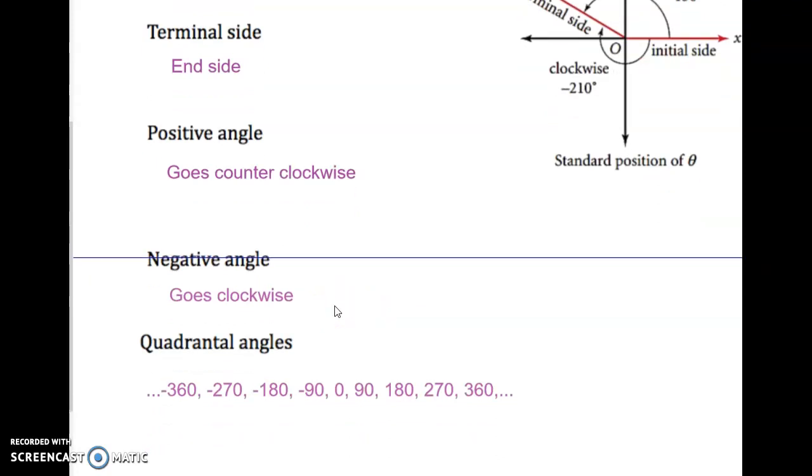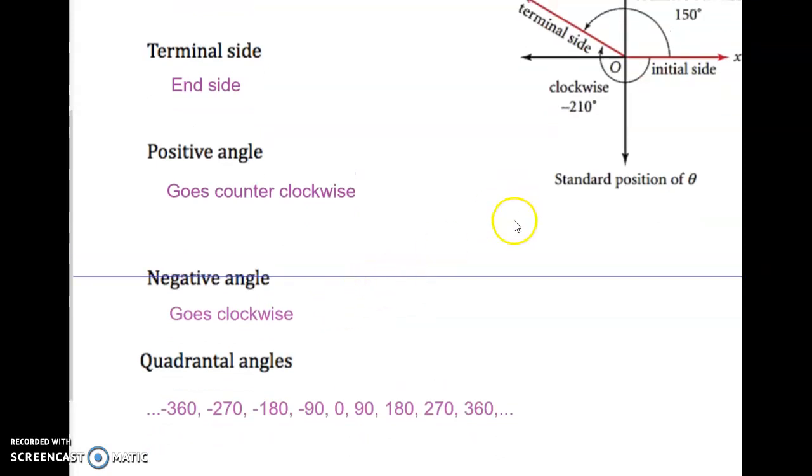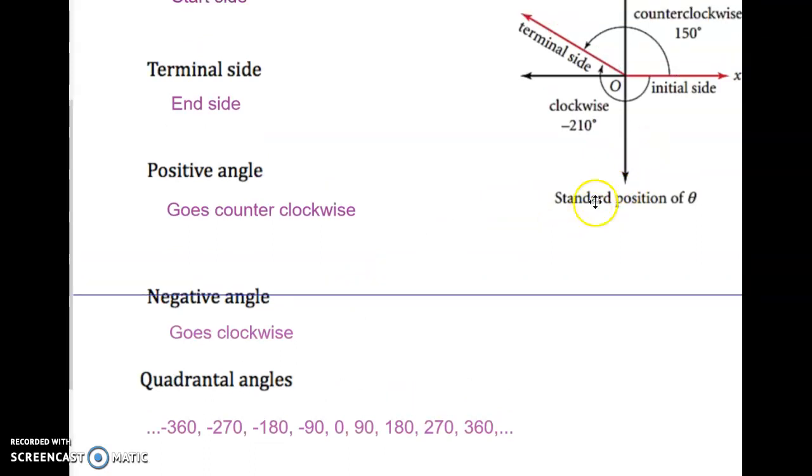Quadrantal angles are the angles that are on the axes. So negative 360 would be right here. Negative 270 would be 3/4 the way around, so right here. Negative 180 would be right here. Negative 90. 0 is if there's just no angle at all. And then 90 degrees would go from the initial side here up to here, 90 degrees, 180, 270, and 360, and so on.